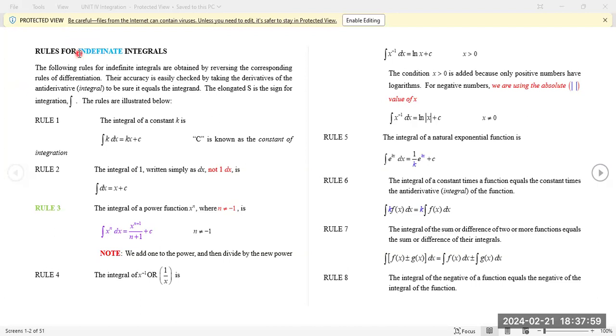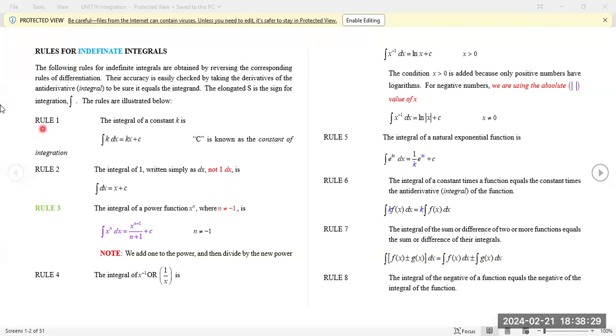Now, the second rule says the integral of 1, written simply as dx. Please do not say 1 dx. If you integrate 1, we're just going to integrate dx. And when we integrate dx, we're going to get x. And of course, because it is an indefinite integral, we're going to get x plus c. So remember, we don't say integral of 1 dx. We just write integral dx.